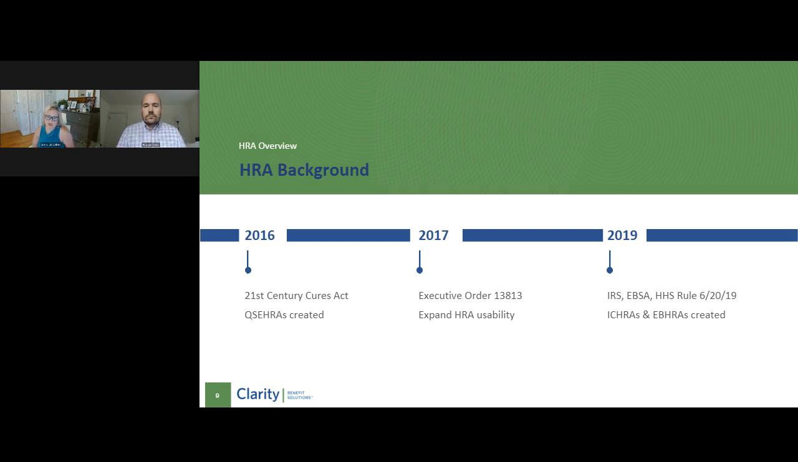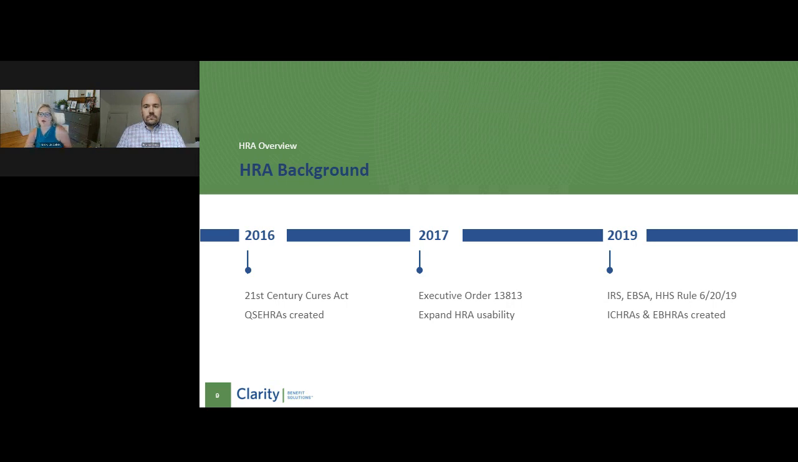So in 2017, in an executive order, the Trump administration directed the Secretaries of Labor, Treasury, and Health and Human Services to propose regulations that would increase the usability of HRAs, to expand employers' ability to offer HRAs to their employees and to allow HRAs to be used in conjunction with non-group coverage. And the result was a rule issued by the IRS, the Employee Benefits Security Administration, and the Health and Human Services Department in June 2019. The rule creates two new HRAs available from January 2020, the Individual Coverage HRA and the Excepted Benefits HRA.